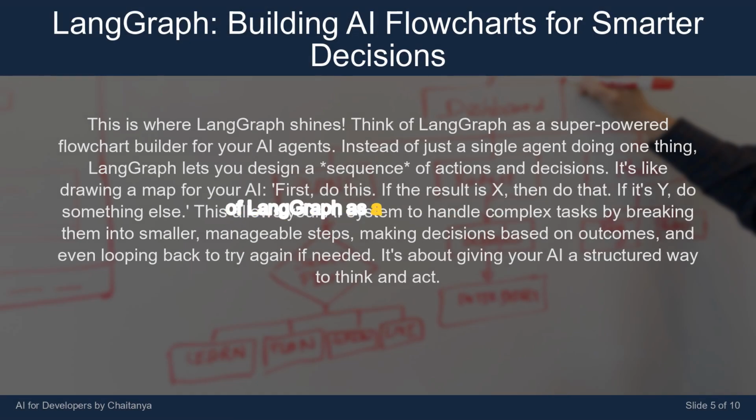Think of LangGraph as a super-powered flowchart builder for your AI agents. Instead of just a single agent doing one thing, LangGraph lets you design a sequence of actions and decisions. It's like drawing a map for your AI. First, do this. If the result is X, then do that. If it's Y, do something else. This allows your AI system to handle complex tasks by breaking them into smaller, manageable steps, making decisions based on outcomes, and even looping back to try again if needed. It's about giving your AI a structured way to think and act.